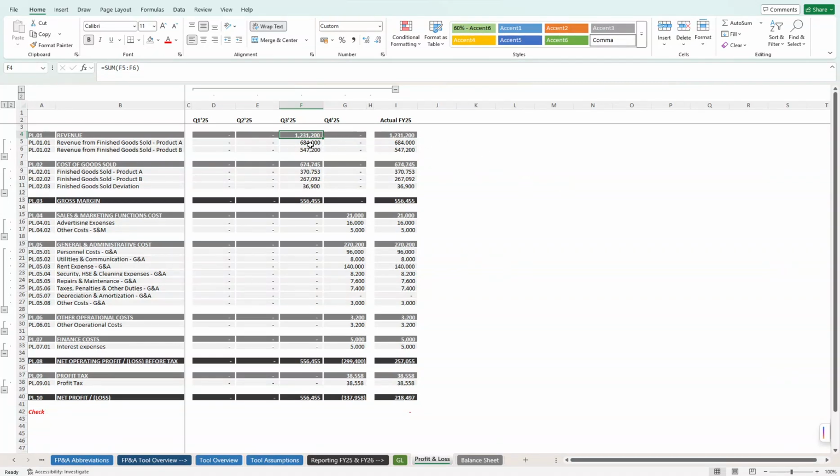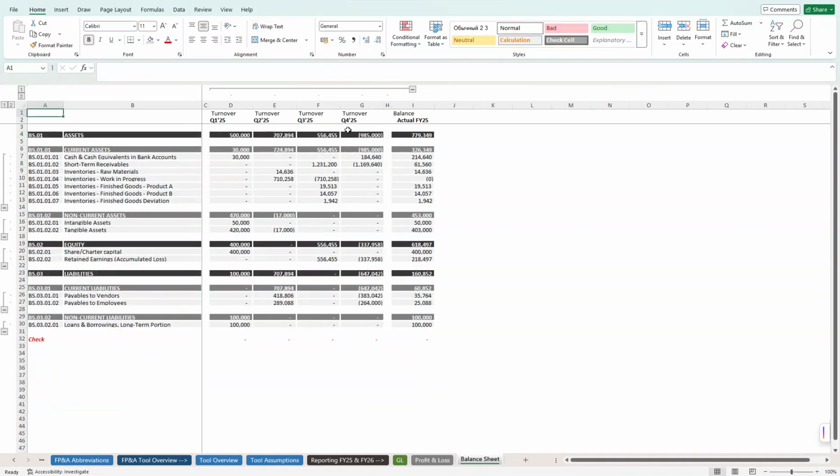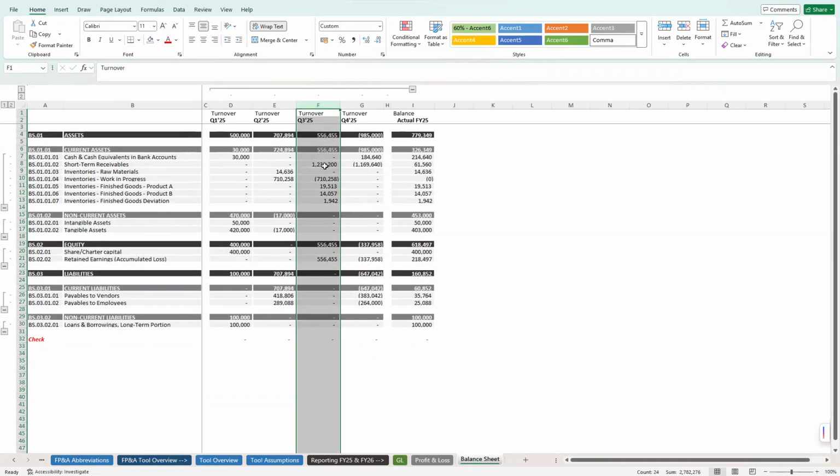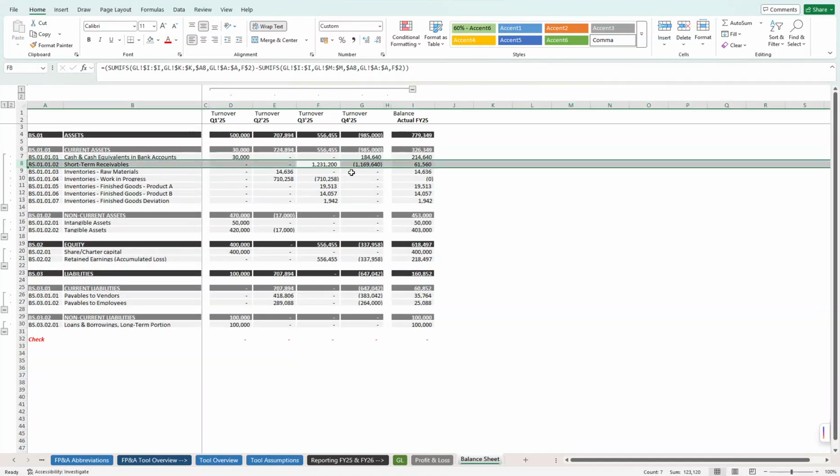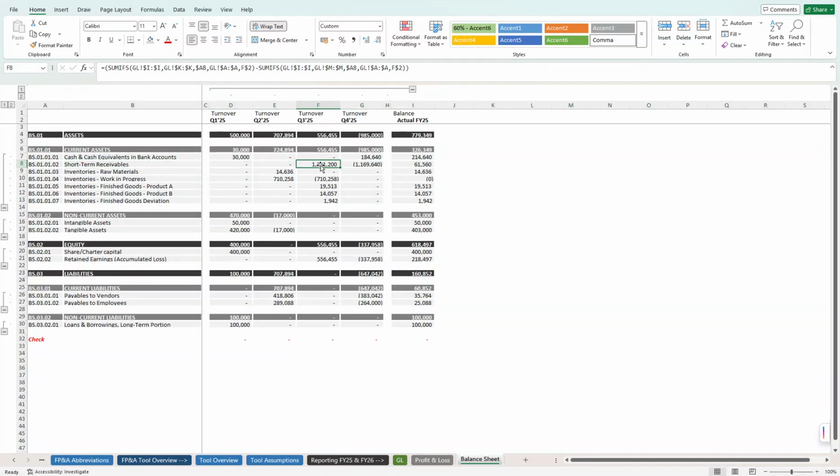And whenever we have revenue recognition that's impacting P&L, the other part of it impacts short-term receivables in the balance sheet, the debit part, let's say. And if we go to balance sheet, let's find this 1.2 mil. We go to quarter 3, and in quarter 3 you see the short-term receivables, the other part of this transaction impacting the balance sheet.